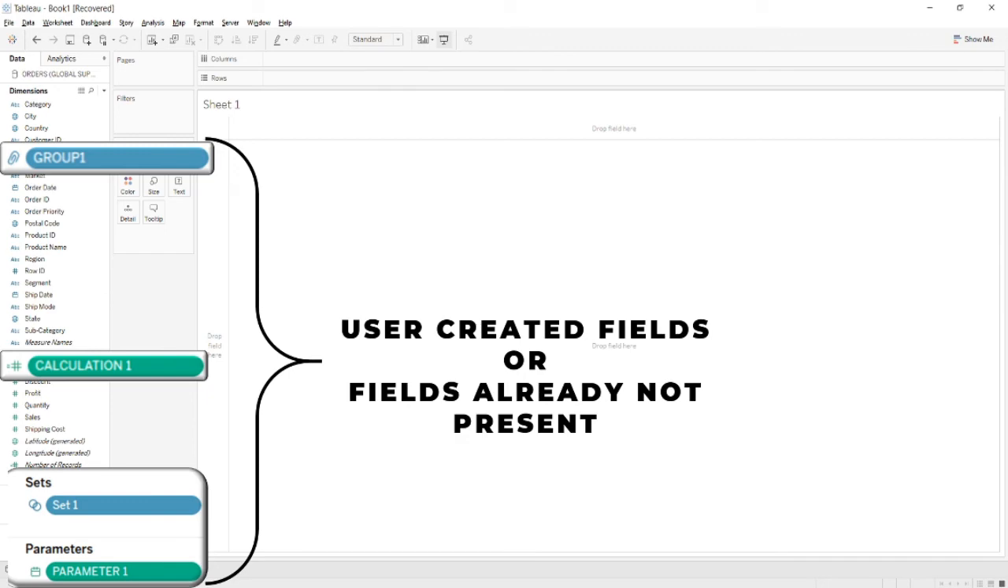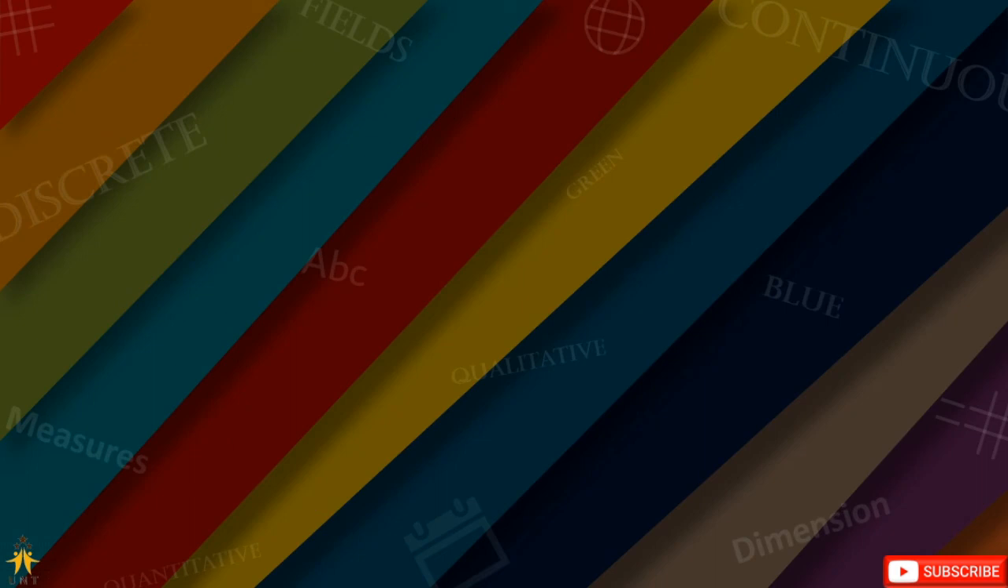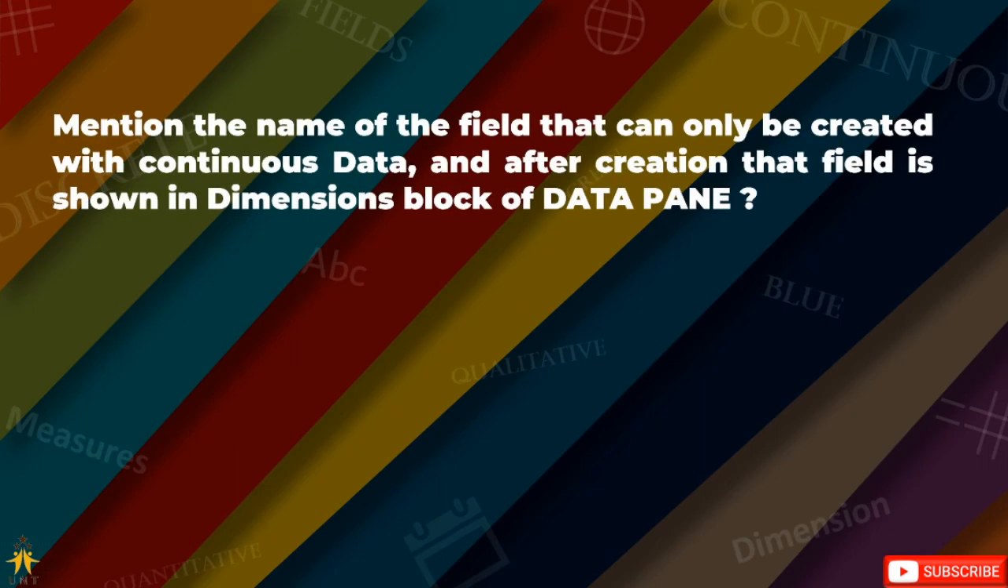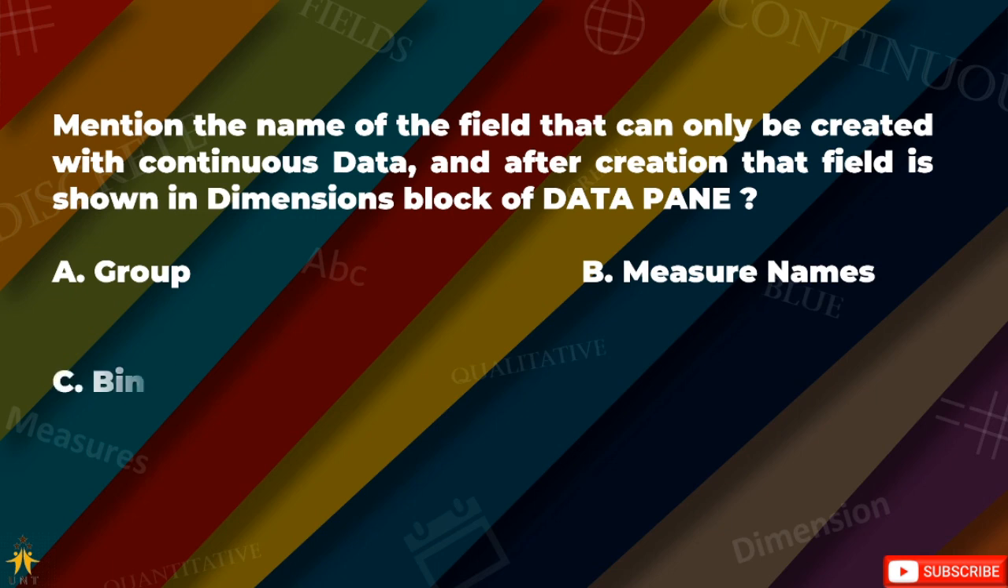So at last, I want to ask a small question. Mention the name of the fields which can only be created with continuous data, and after creation would always be shown in the dimension block of the data pane. Options are groups, measure names, bins, and sets.